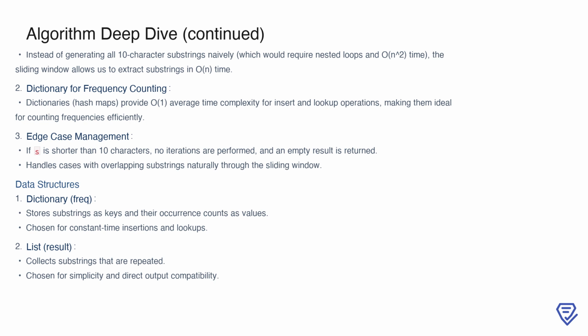The use of a dictionary for frequency counting is another critical component. Dictionaries, or hash maps, offer average O(1) time complexity for inserts and lookups, making them an ideal choice for tracking substring frequencies.